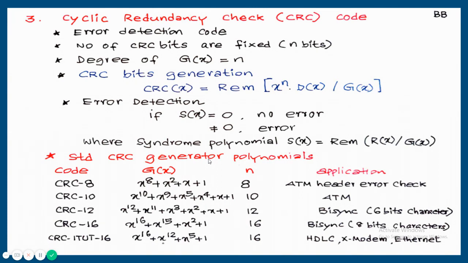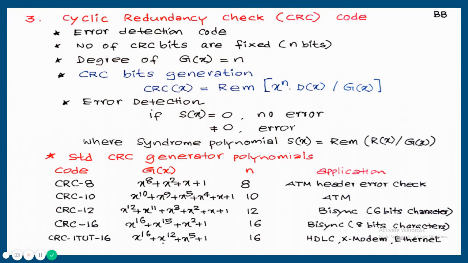Next CRC is known as CRC10. It will generate 10 CRC bits. That is also used for ATM application. Next one is CRC12. 12 CRC bits are going to be generated. That is used for binary synchronous communication protocol.